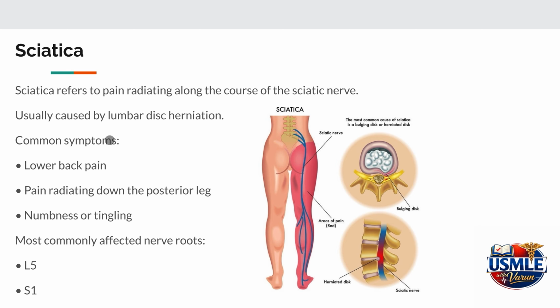Now, moving on to sciatica. Sciatica refers to pain that radiates along the distribution of the sciatic nerve. This condition is most commonly caused by lumbar disc herniation. Patients typically experience low back pain that radiates down the posterior aspect of the leg. The most commonly involved nerve roots are L5 and S1. Sciatica is a very common clinical presentation of lumbar radiculopathy.